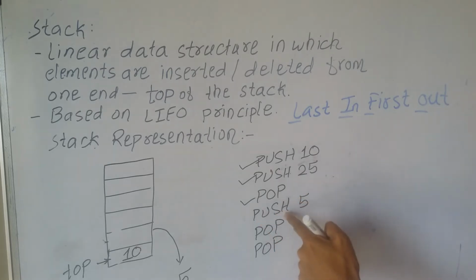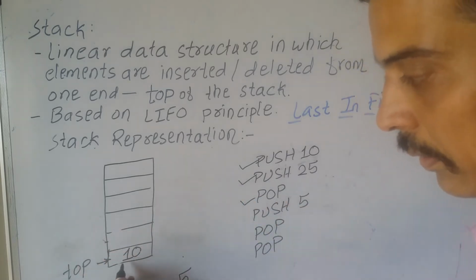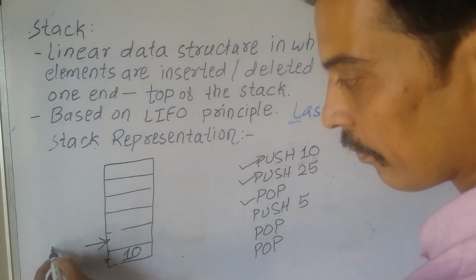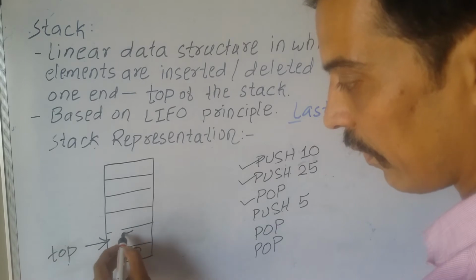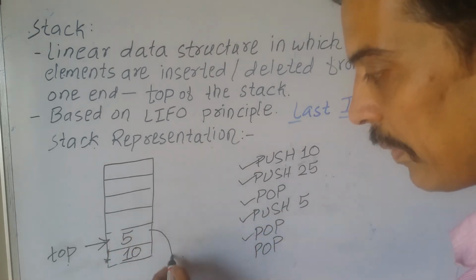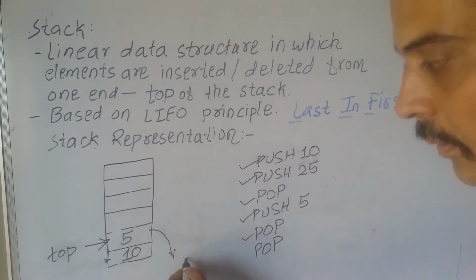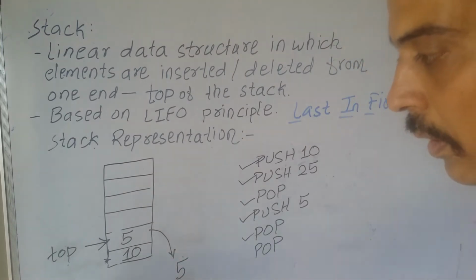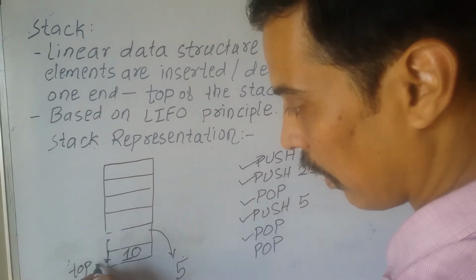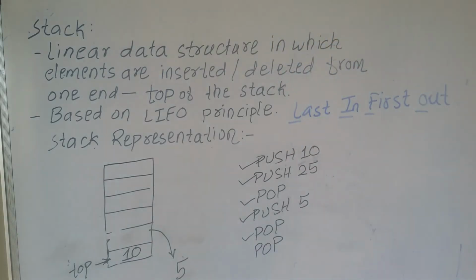After that, again I am pushing element 5 onto the stack. So what happens here? Whenever I am pushing an element, the top is incremented first, and the element 5 is inserted onto the stack. After that, again I am popping the element. So the element 5 is removed and top is decremented by 1, again pointing to the element number 10.